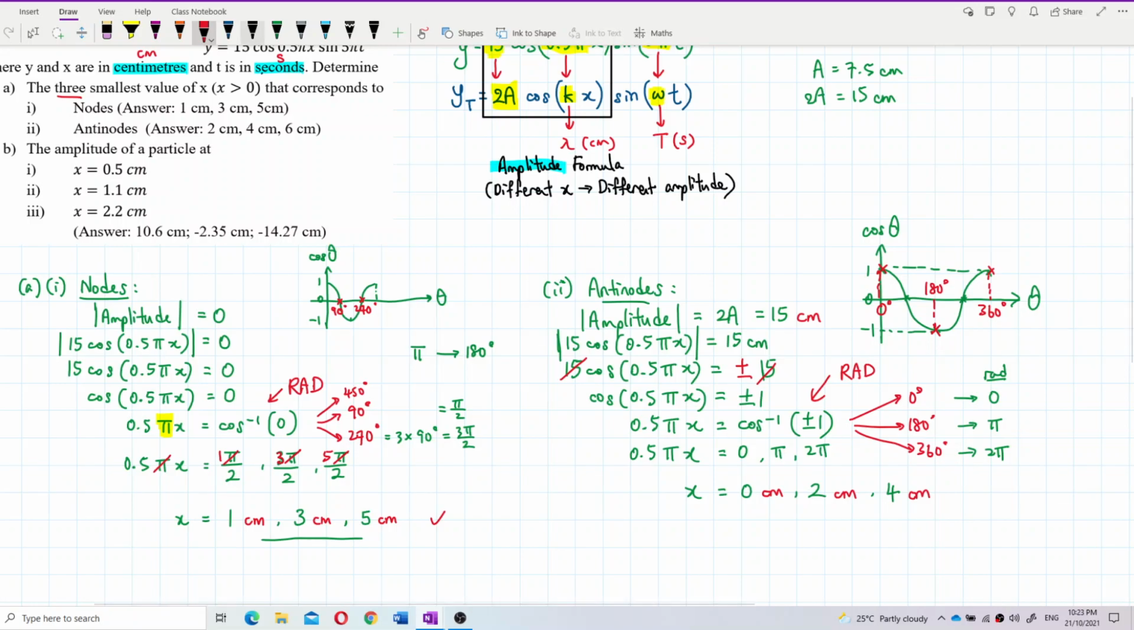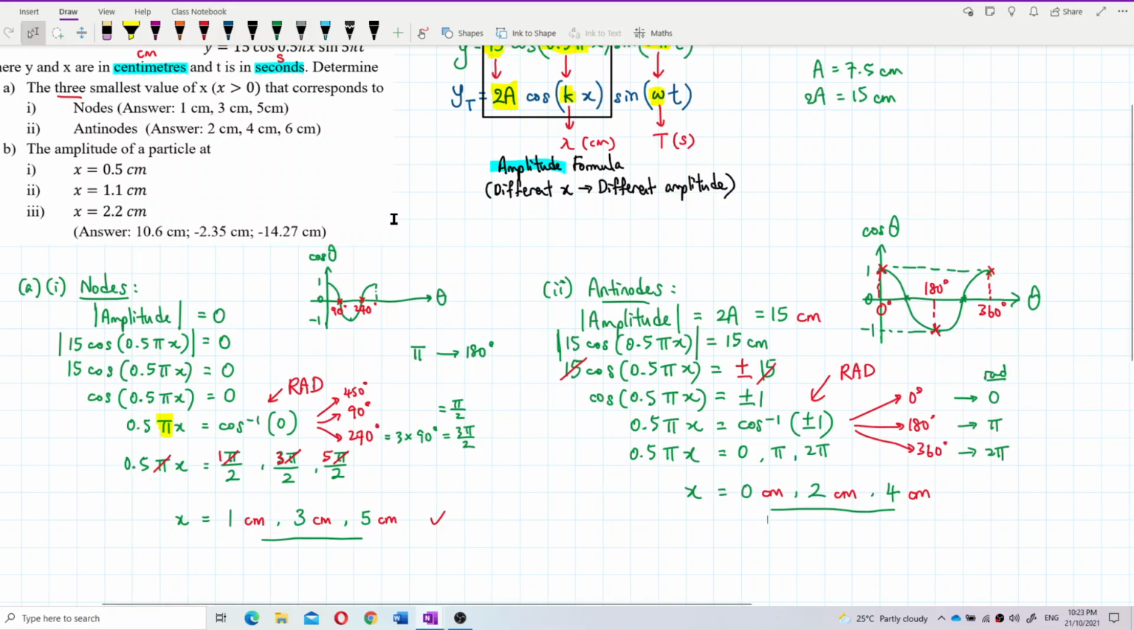So at these 3 positions, you can get antinodes. Yeah, at these 3 positions. They vibrate at maximum amplitude 2A, because they are antinodes. So is the answer correct?